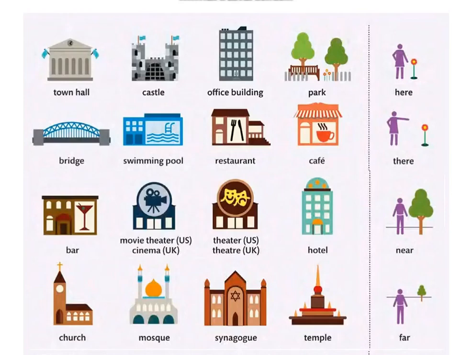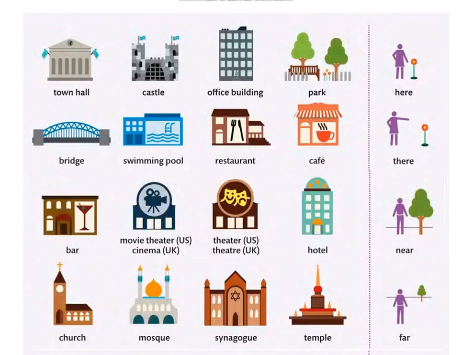Movie theater, or cinema. Movie theater or cinema. Theater. There is a difference here in the spelling. Okay, US it's T-E-R. UK it's T-R-E. Hotel. Church. Mosque. Synagogue. And we have temple.